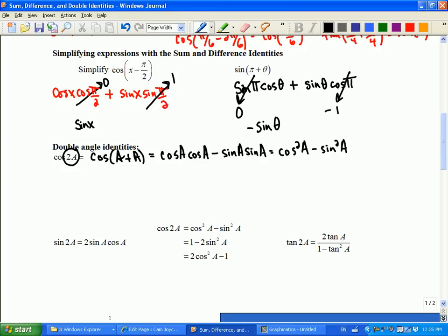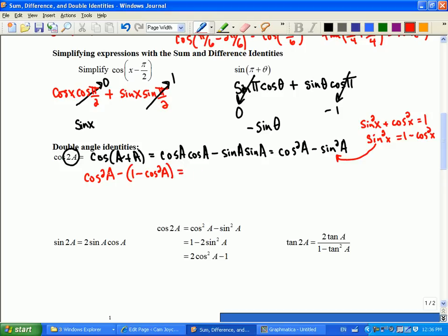So there's also some other ways that we can then take advantage of this. Last day we talked about how if we have sine squared x plus cosine squared x, that's equal to 1. So I know that sine squared x is going to be equal to 1 minus cosine squared x. I'm going to make that substitution into here. So I'm going to get another identity, cosine squared a minus (1 minus cosine squared a).